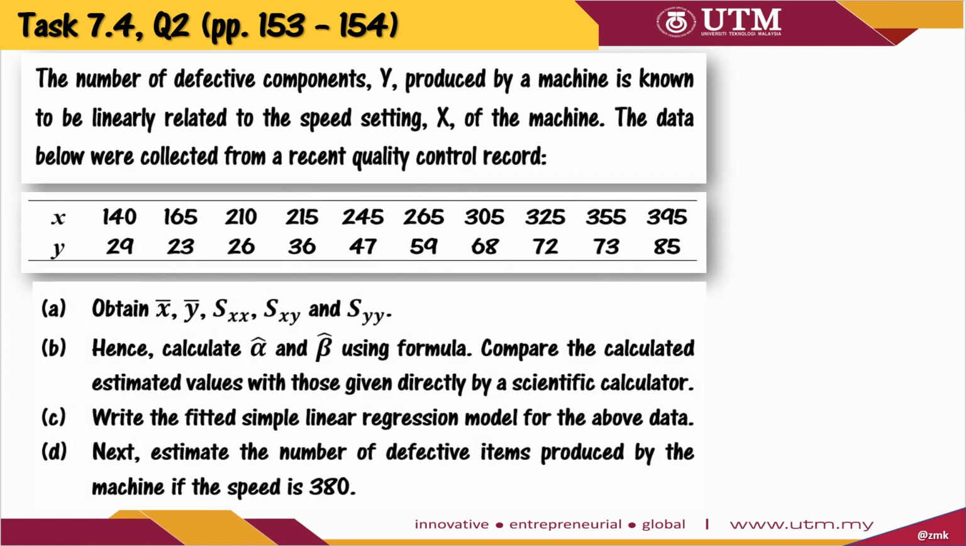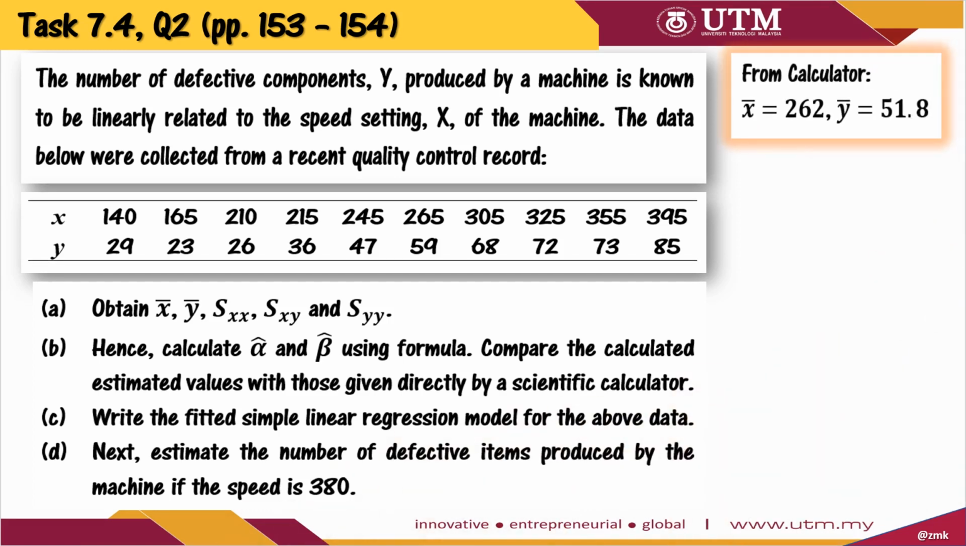To solve the questions, what you need to do first is, of course, to insert the sample data in your scientific calculator pair by pair correctly. Next, from the calculator, you can list down all summary values required to solve this simple linear regression problem. After you insert the data in your calculator, you may check if you get the following summaries, where the mean for x is 262 and the mean for y is 51.8.